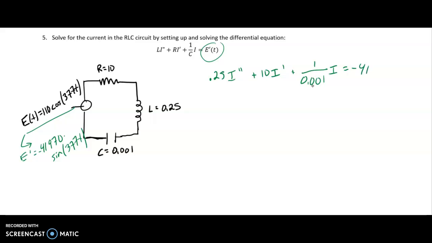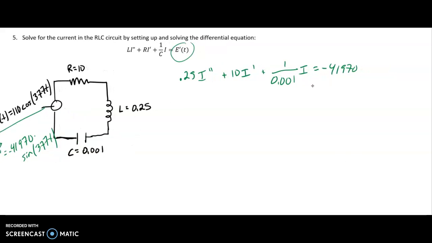So I get negative 41970, not cosine, sine of 377t. All right, so before I go any further here, let's point out that this can be simplified to 1,000. The easy way to do that is to say, all right, I got a decimal and move it 1, 2, 3, and then do that same move, 1, 2, 3, and you see that I get 1,000 over 1. So that's 1,000.